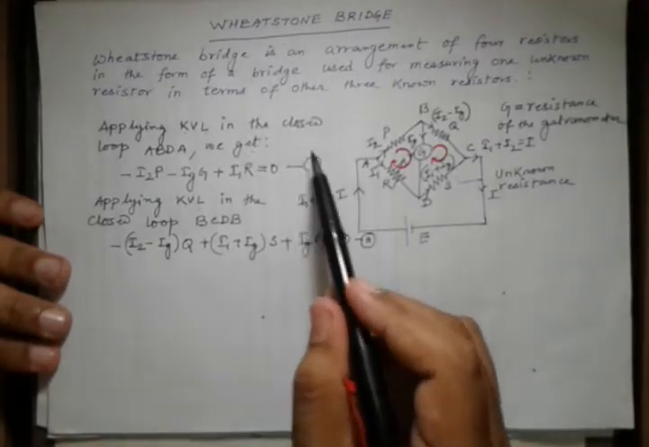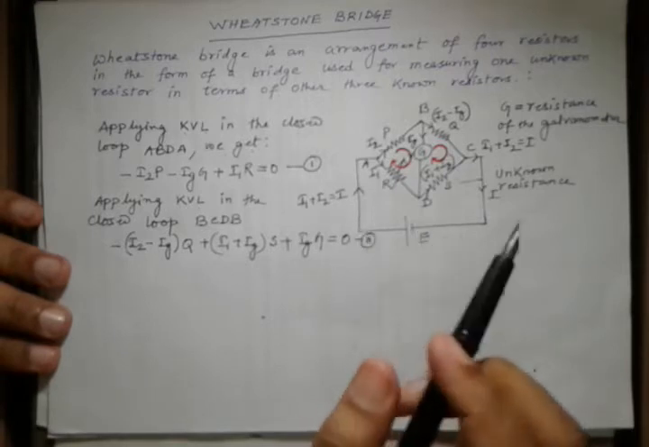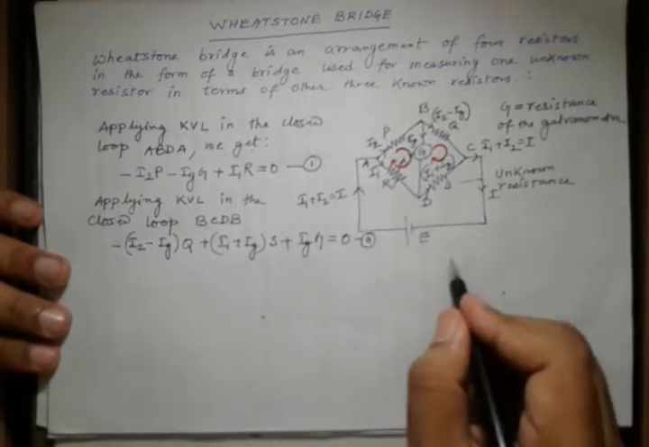Now we have two equations, 1 and 2. Now there is one thing called the balanced condition. So first I'll tell you the balanced condition.